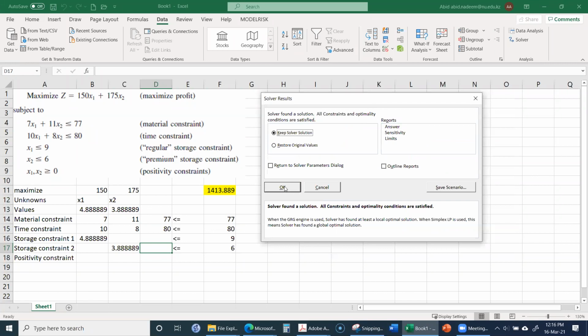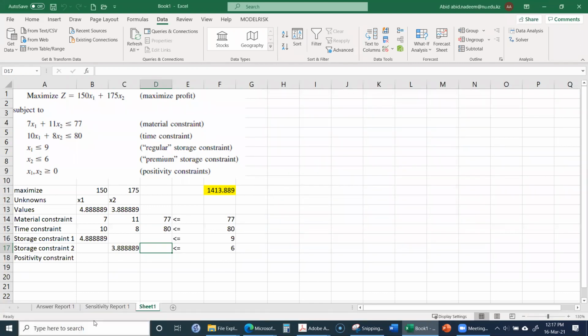Okay, so we can keep this solution, and we can also generate two reports: the answer report and the sensitivity report. In fact, up to this point, I have already done this in the last lab. I just repeated it. Now I want to discuss these reports in detail, the answer report and the sensitivity report. So you can select these two reports over here and then click OK. And then you will see that two more tabs will be generated in this Microsoft Excel, and these tabs will hold the reports for this problem.